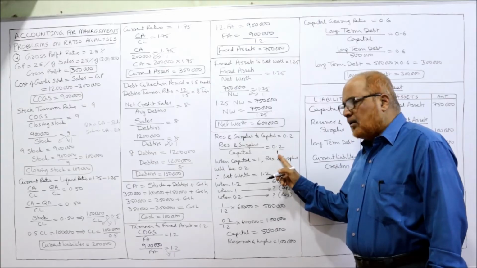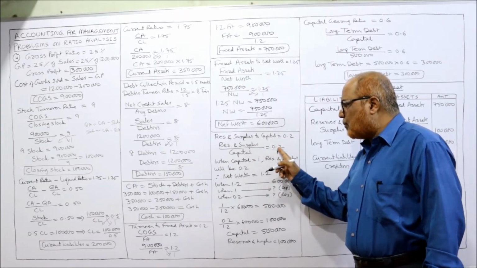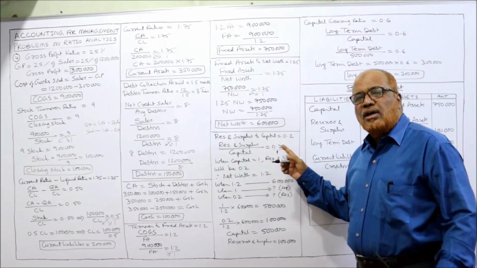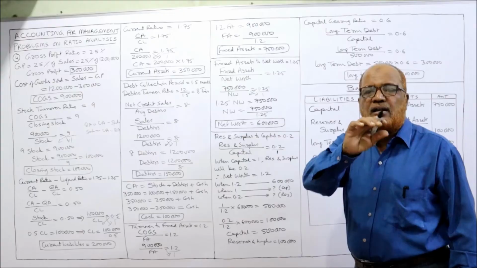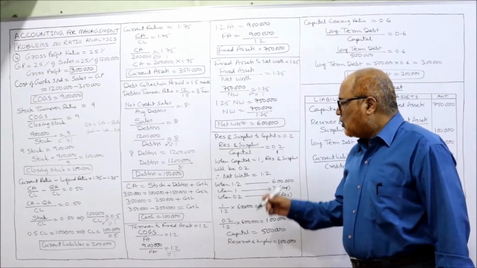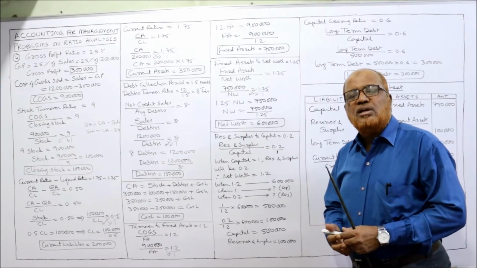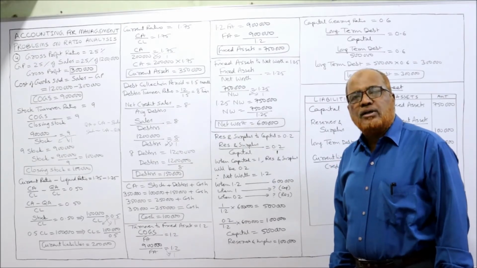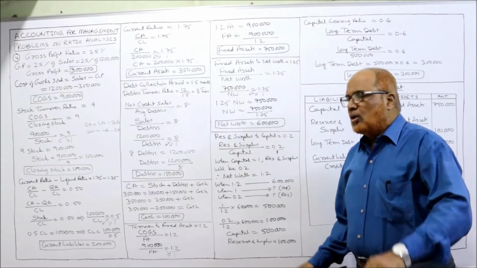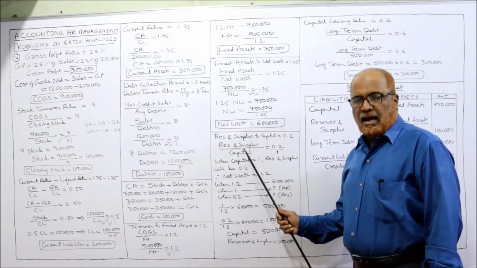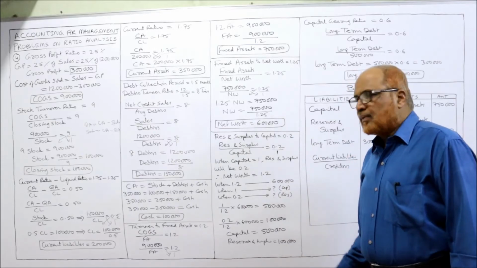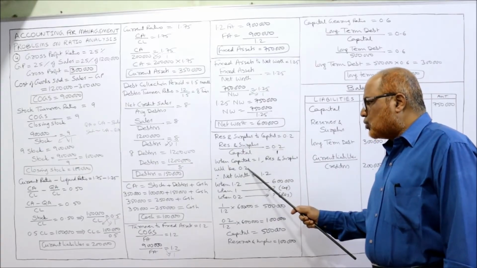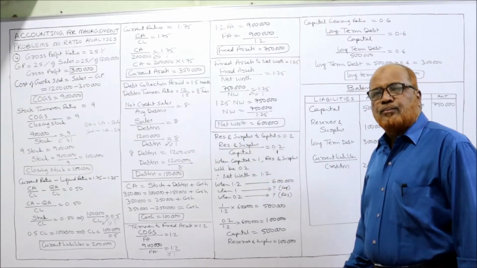When capital is 1, reserves and surplus are 0.2. If you add up capital and reserves, you will get net worth. So 1 plus 0.2 is 1.2. In simple words, net worth is 1.2. In 1.2, 1 is the capital and 0.2 is the reserves and surplus. So when capital is equal to 1, reserves and surplus will be 0.2 and net worth will be 1.2.